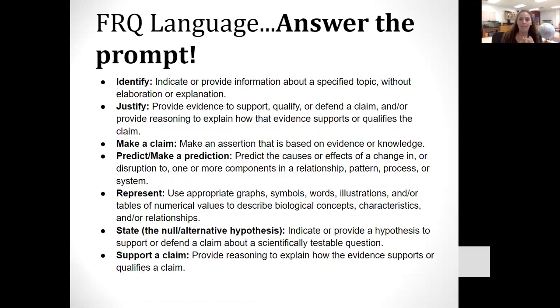We also have identify, justify, more CER again. Making a claim, so there's the C. Make a prediction. Represent, state, whether that is the null or the alternative hypothesis, and then supporting your claim. So back to CER again.